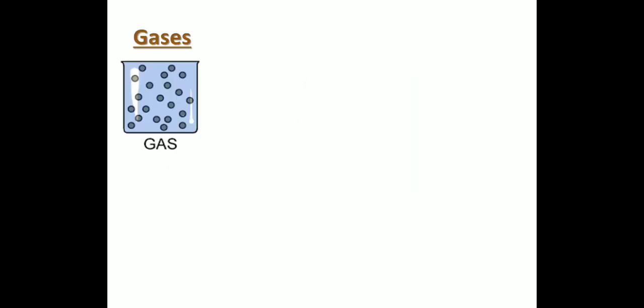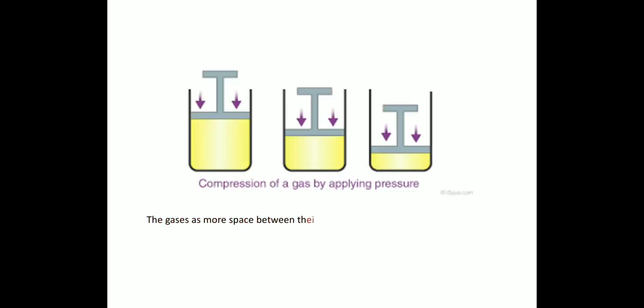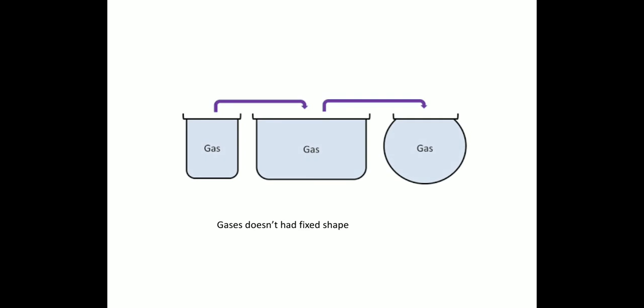Now let's move on to the gases. The gas particles have very weak energy bonds, so the particles are far from each other. Gases have more space between their particles, so they can be compressed easily. Gases don't have any fixed shape, and gases also take the shape of the container in which they are. Gases don't have any fixed volume either.